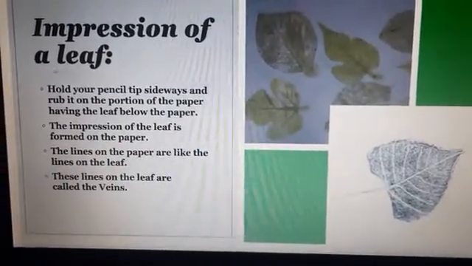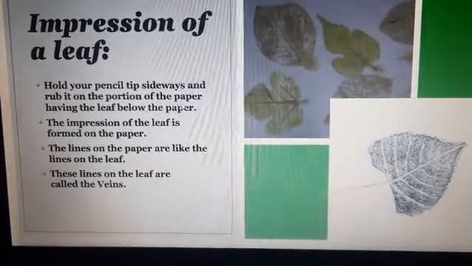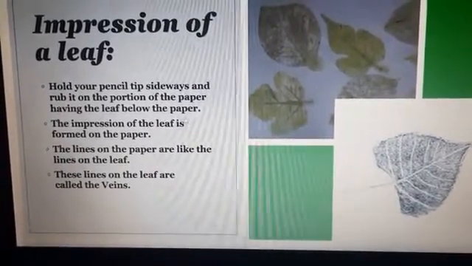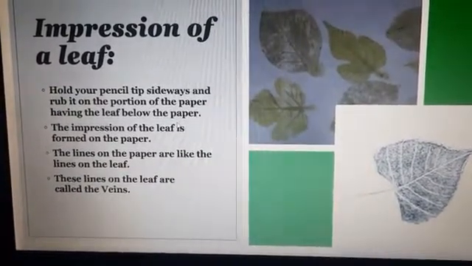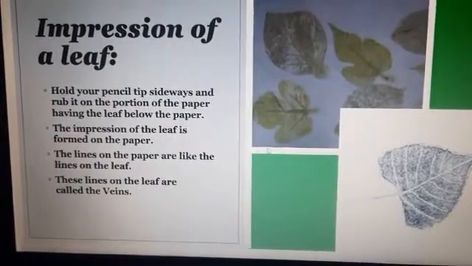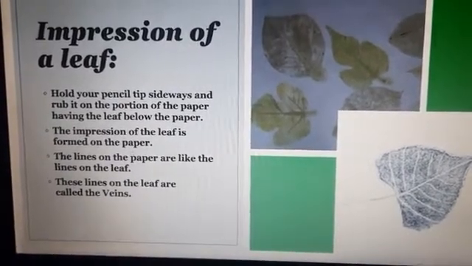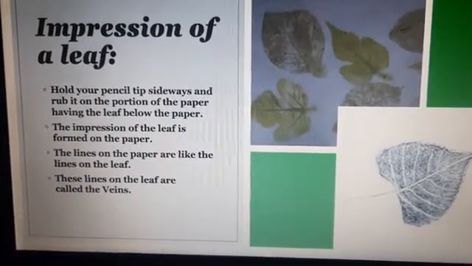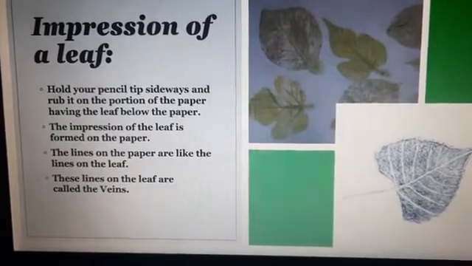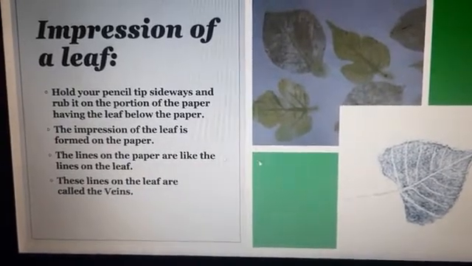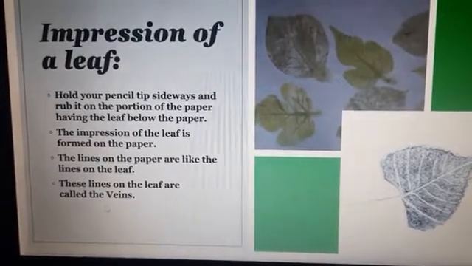Impression of a leaf. Hold your pencil tip sideways and rub it on the portion of the paper having the leaf below the paper. The way we make an impression of a coin, in a similar way you can make an impression of a leaf, which will look something like this. The impression of the leaf is formed on the paper. The lines on the paper are like the lines on the leaf, so both the lines are exactly the same. These lines on the leaf are called the veins.